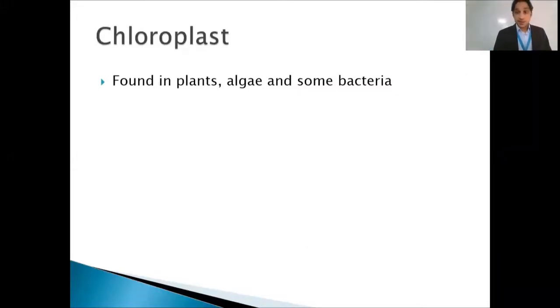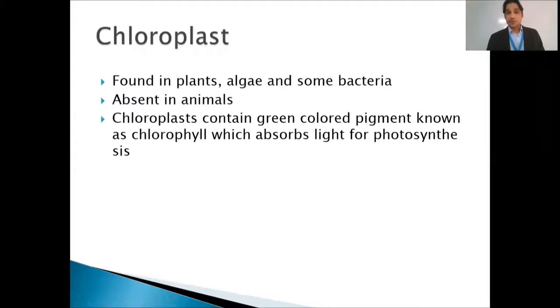It's a characteristic organelle present particularly in plants, in algae, and in some bacteria. Not all bacteria, but in some bacteria. It's absent in animals. Chloroplast is a chamber. It's a very complex chamber, like mitochondria. It's somehow similar to mitochondria. I can tell you, you will see.